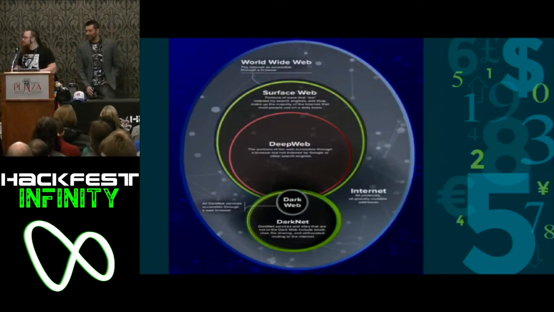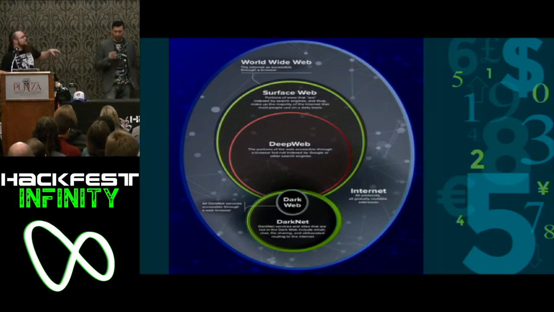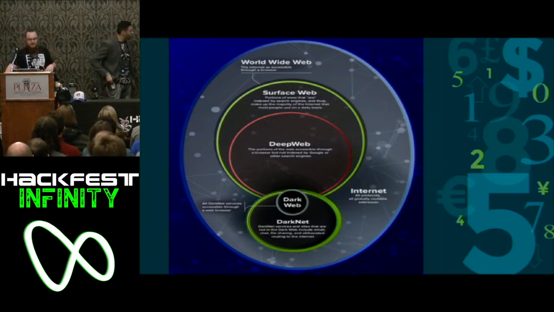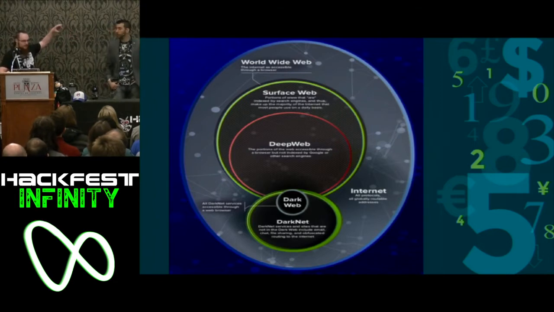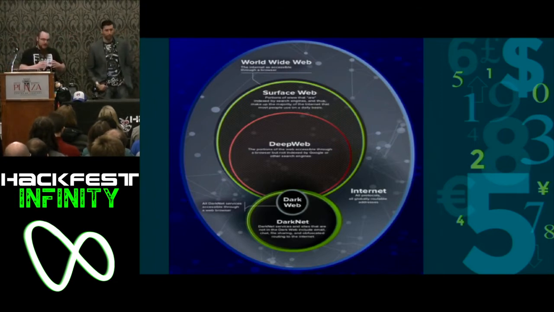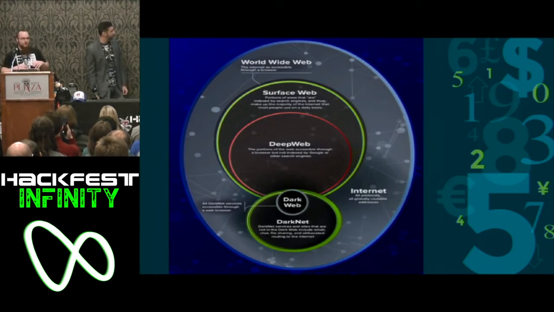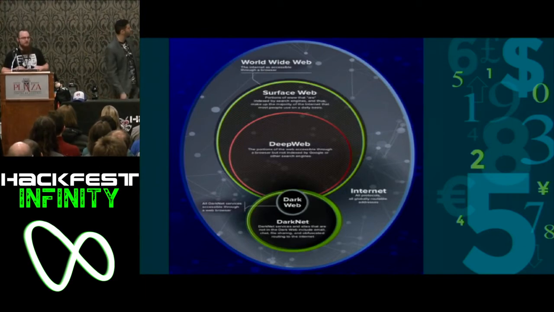So I found this graphic, and it is the best visual explanation I have ever seen for this. Essentially what we're looking at is the dark web. When we say dark web, that is what's sitting on a dark net. A dark net is an overlay network typically that sits on top of the regular internet. That would be something like Tor or I2P. There's a couple other ones.